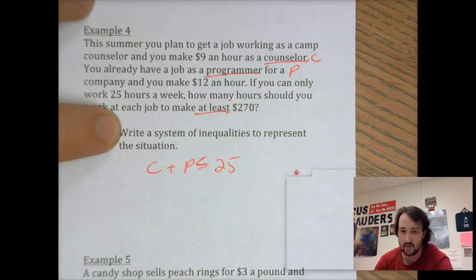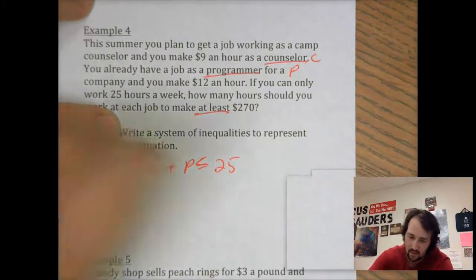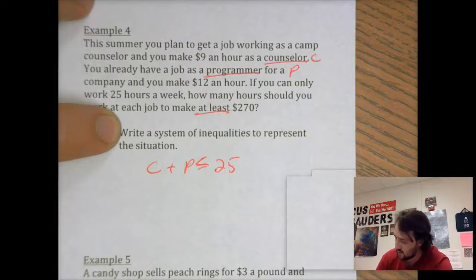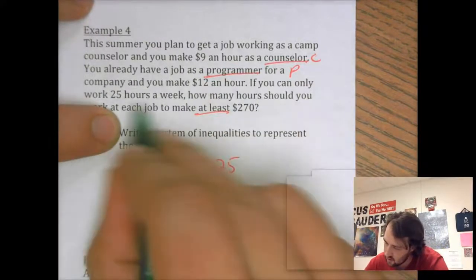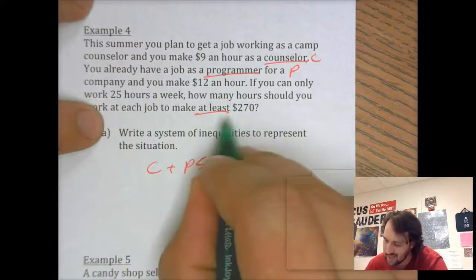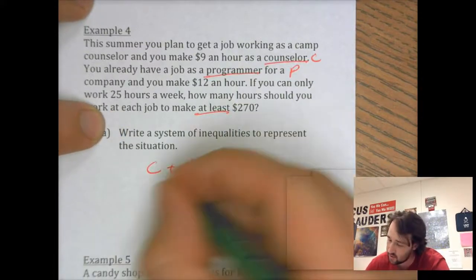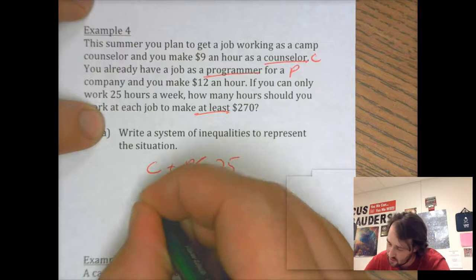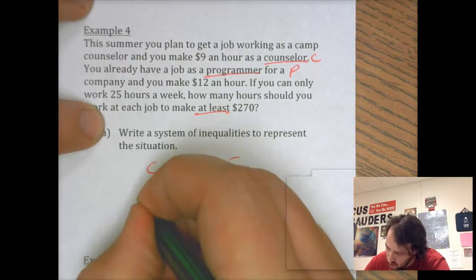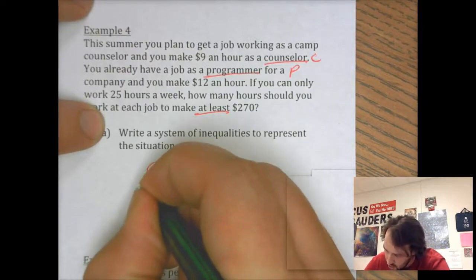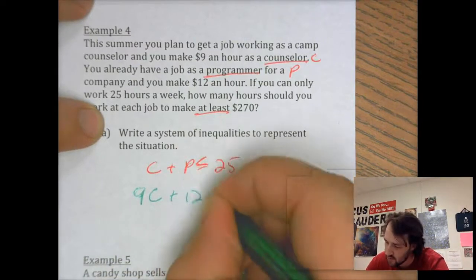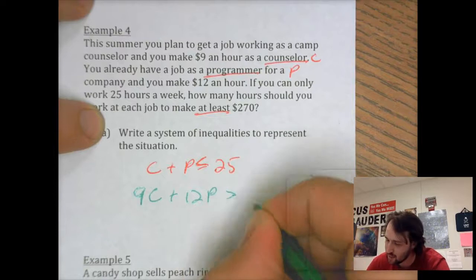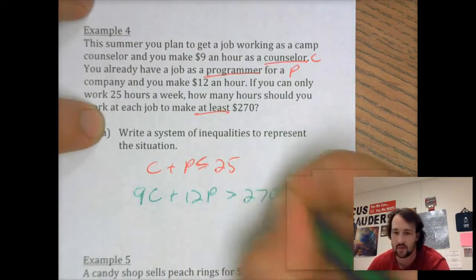That's all that is saying. Get off there. All right, so now the other part of this, another one. You can work 25 hours, and you want to make at least $270. So if I make $9 as a counselor, so $9, work pen, right on the paper, so $9 as a counselor plus $12 as a programmer, this needs to be more than $270.